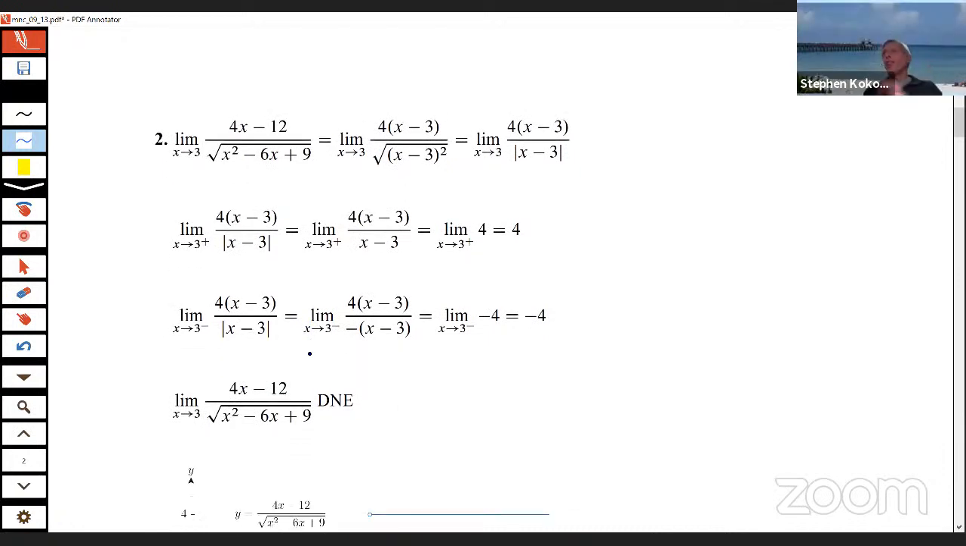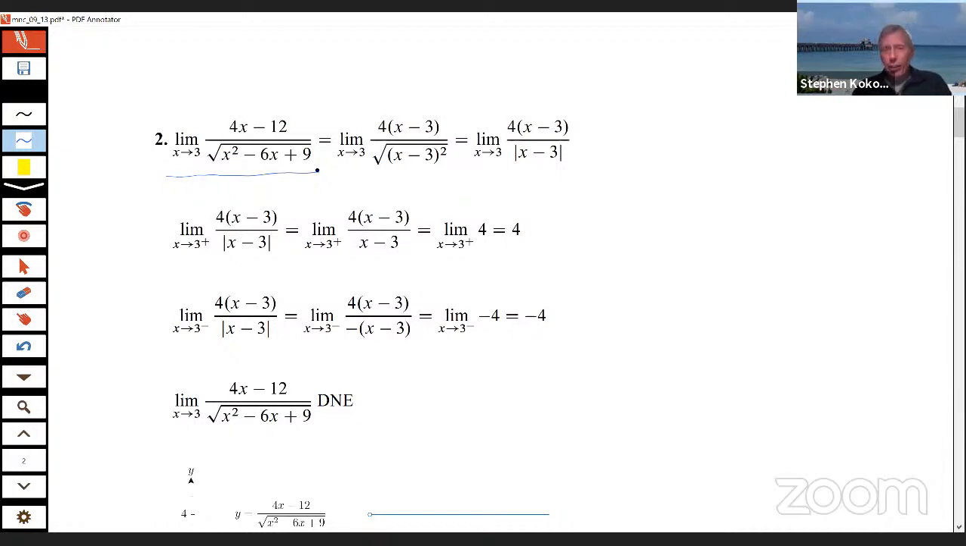All right. I think this is a great question also. We frequently see questions like this on the multiple choice portion of the exam. There have been occasional questions like this on the free response portion. I like this one a lot. This one is: find the limit as x goes to 3 of this expression, 4x minus 12 divided by that square root. Well, one of the first things we might try is direct substitution. And if we do that, we get 0 over 0.